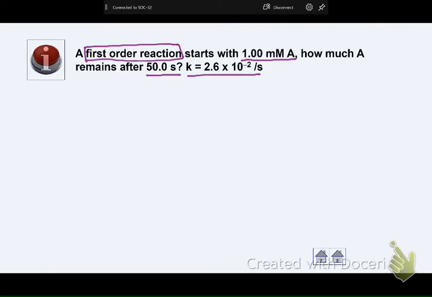So the first order equation, I mean. Here's the thing. There's a lot of different forms of the first order equation. What are you trying to find? Probably a concentration, right? It says how much. So you started with a concentration, and you want a concentration at the end.